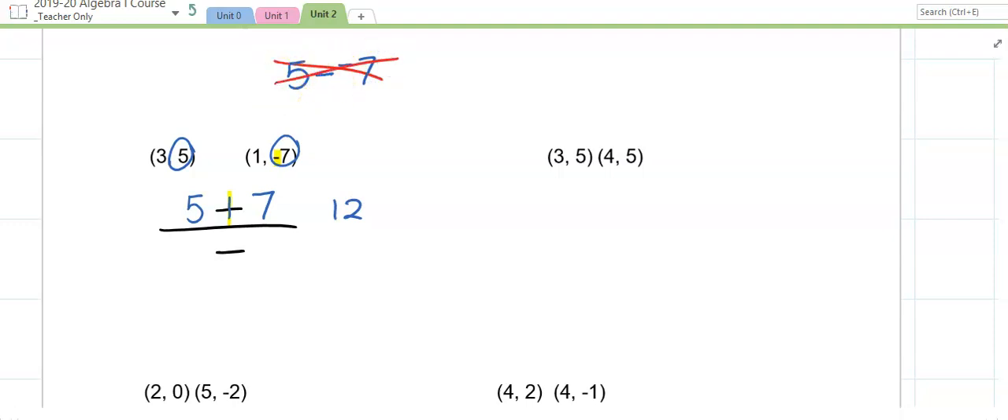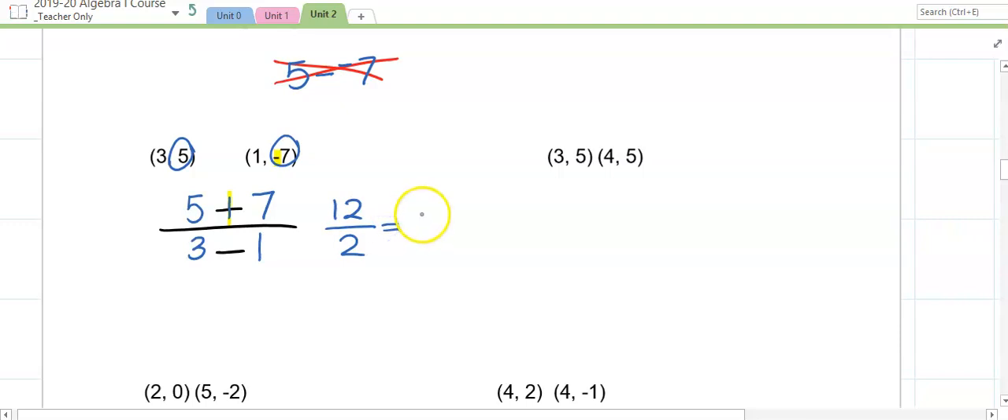On the bottom, I'm going to put my x values in. 3, 1. 3 take away 1 is just 2. And when I reduce, I get 6 over 1, or just 6.